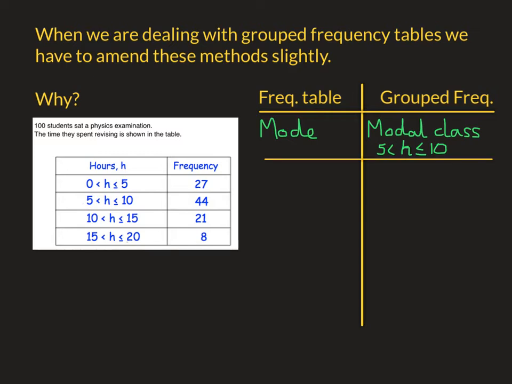Next, we had the median. It's quite a fiddly one to work out. I prefer working out the mean, to be honest. But the median was another one we worked out. Again, we cannot work that out because we don't know where all these values are. So rather than working out the median, all we can do is state the class containing the median.